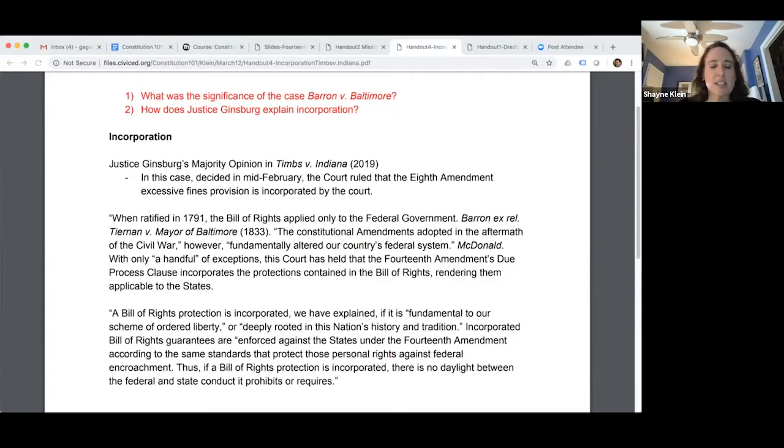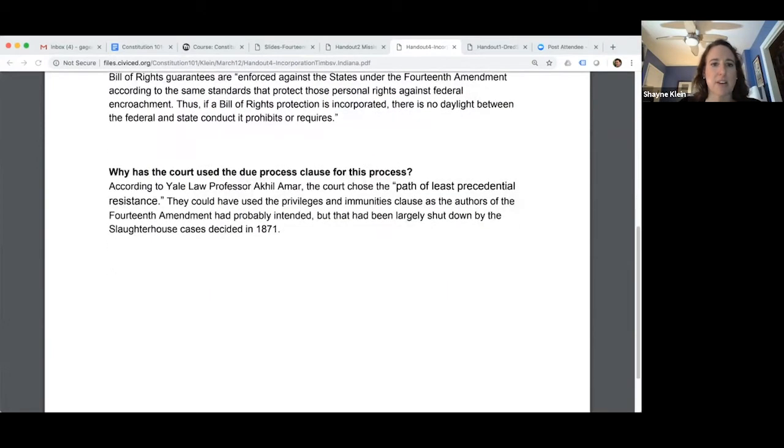We're gonna dig into a substantive due process case in just a second, but Mark, if you would scroll down to the very bottom of that page that we're looking at right now on Tim's. So this is a little bit of arguments between law professors, but I think it's an important thing for us to think about, right?